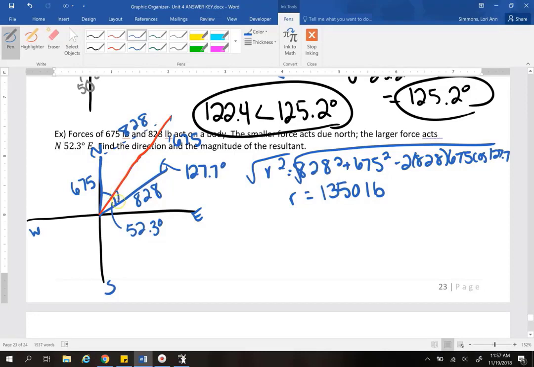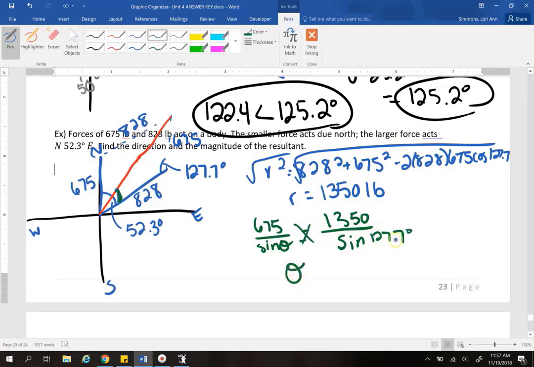So let's find this angle. So we have 675 over the sine of theta equals 1350 over the sine of 127.7. Cross multiply and then take the sine inverse. You get theta equaling 23.3 degrees.